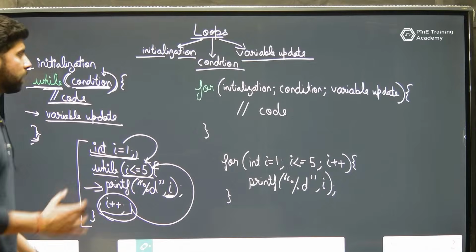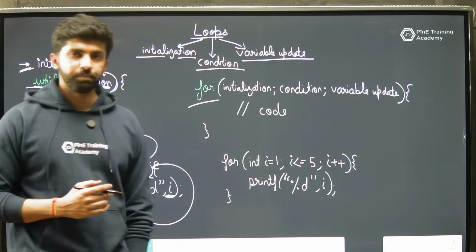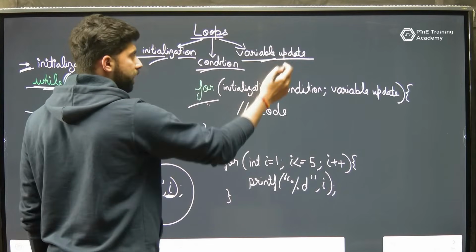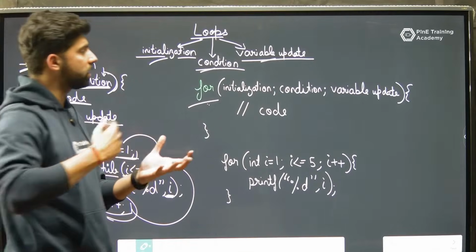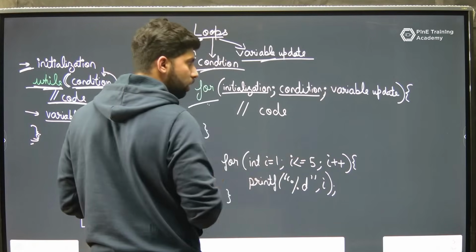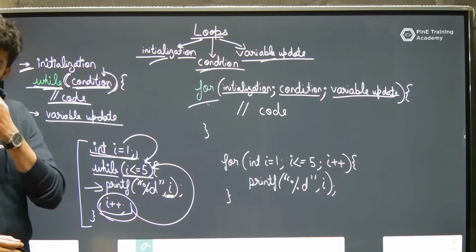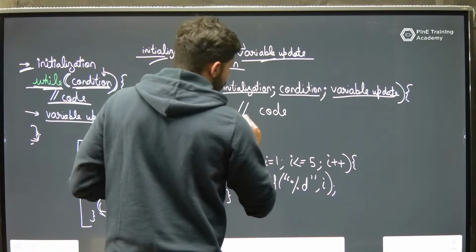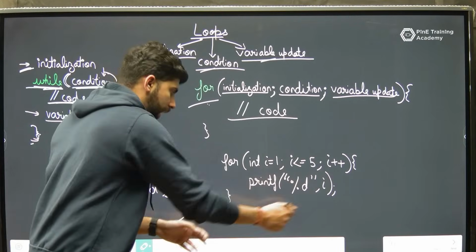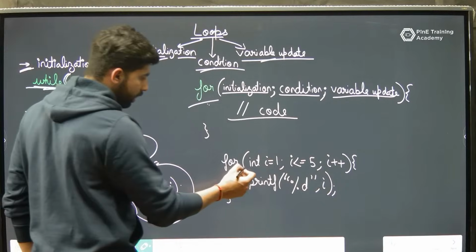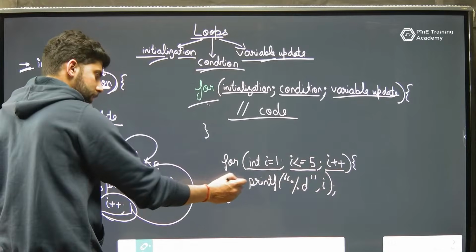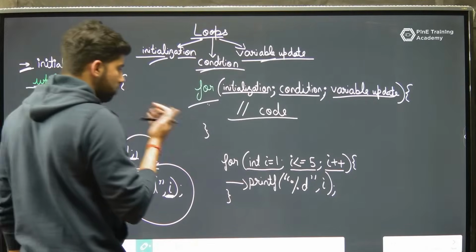Now let's move to for loop. For loop has these three components, again the same, but we can write them on a single line. So we have initialization, then a semicolon, then the condition, then a semicolon, and then the variable update. And inside we can write the code. So this same code can be written like this using for loop. Here I have the initialization, here I have the condition, this is the variable update, and this is the code.